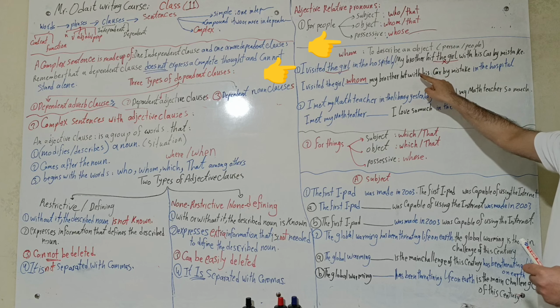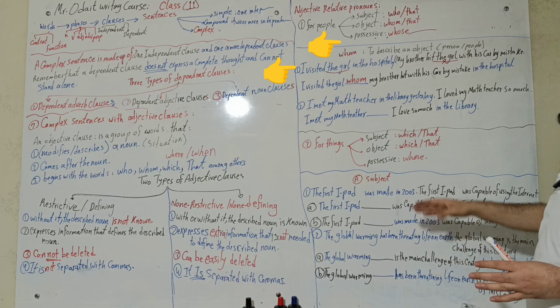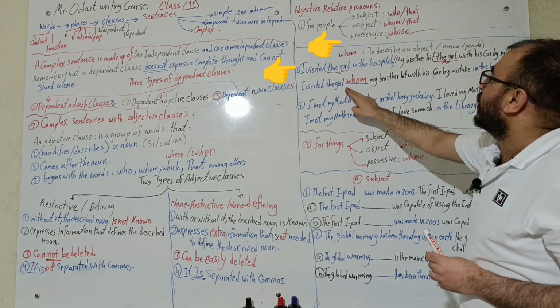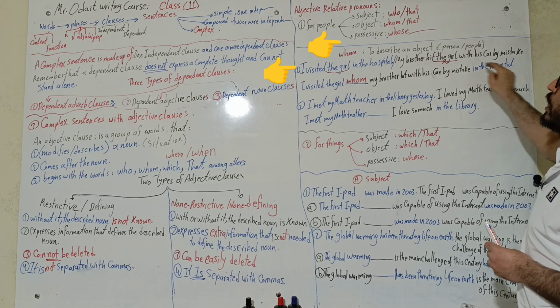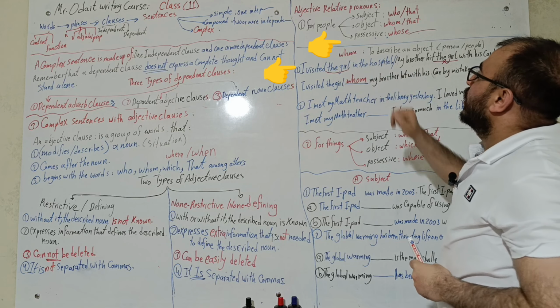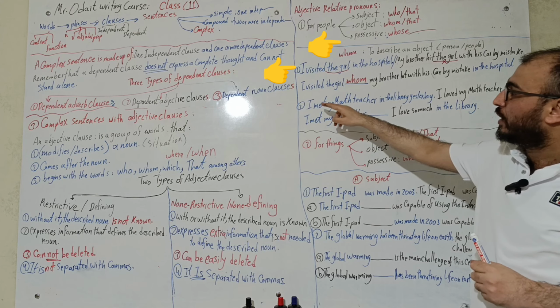Again, my friends, please do not write the object. Again, don't repeat it because it is replaced with whom. Here, I visited the girl whom my brother hit with his car by mistake in the hospital. Here, I continue writing the simple sentence. Let's move to the other example, my friends.